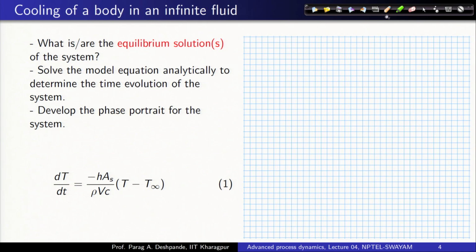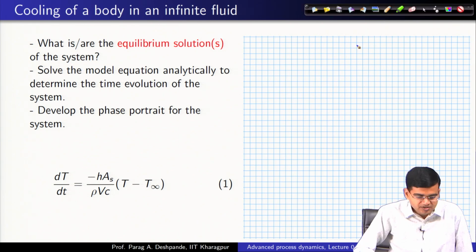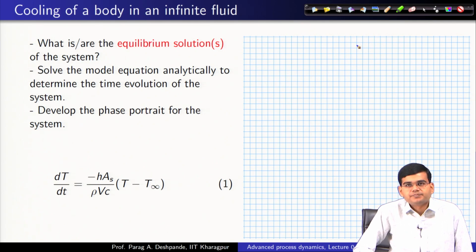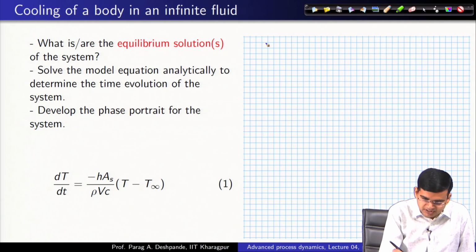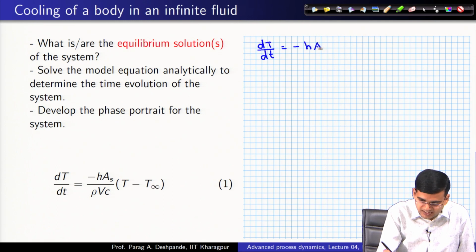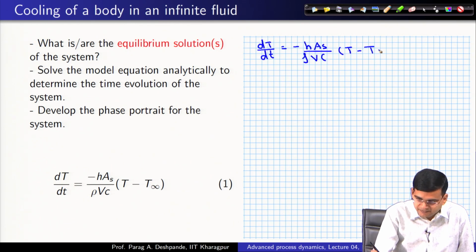The first question which we need to address is what is or are the equilibrium solutions of the system. Okay. So, let us look into the model equation. The model equation is dT by dt is equal to minus H A s upon rho V c multiplied by T minus T infinity.